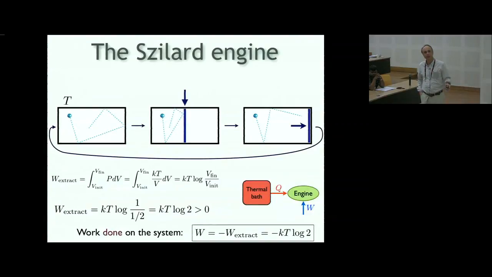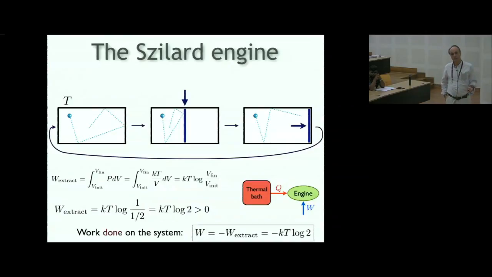And if you do this simple calculation of the work done by a single particle gas in this expansion from an initial volume to a final volume, the work that you extract is this one. And here, because we go from half volume to whole volume, one, the work extracted is kT log 2, which is bigger than zero. This is work that you extract from the reservoir, from the thermal bath.